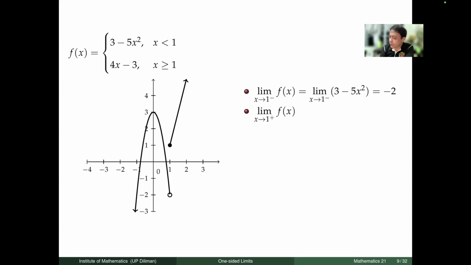Now, when x is approaching 1 from the right, that means your x is greater than 1. So we are using now this function because x is greater than 1. So we have the limit of 4x minus 3. And replacing x by 1, we get 4 minus 3 equals 1. Okay? So yung negative 2, ito yun. Ito yung binibigay niya dito, negative 2. And then yung positive 1, ito yun. Okay, so coming from this direction, ito yung 1.